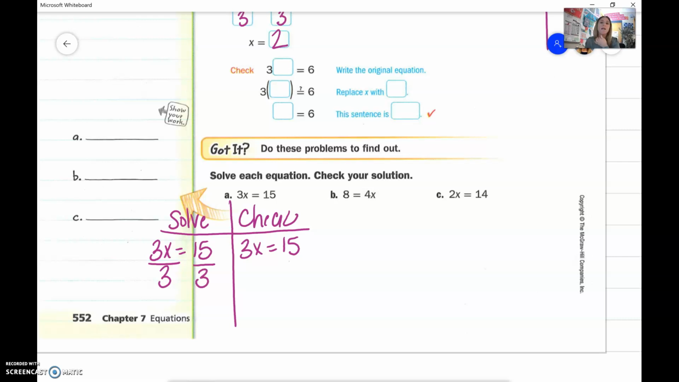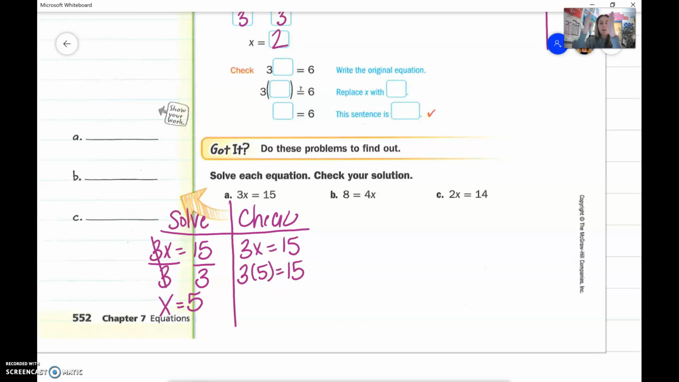When I take 3x divided by 3, I'm left with 1x, or just x. 15 divided by 3, and I'm left with 5. So there we go. We believe that x is 5. How do I check it? I replace my variable. Come back over here. I believe that x is 5, so I'm going to replace that variable with 5.